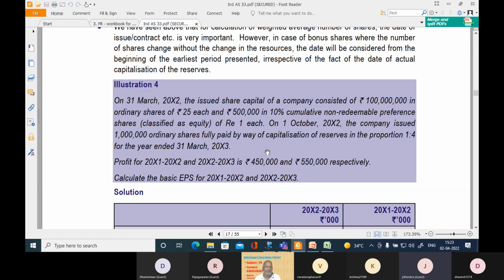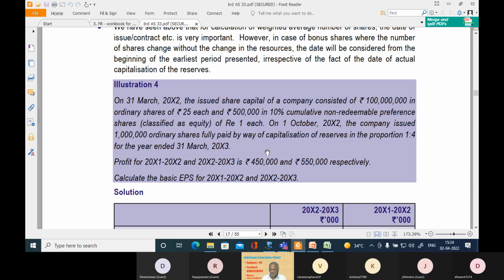On 1st October 2022, the company issued 10 lakh ordinary shares fully paid by way of capitalization of reserves in the proportion 1:4 for the year ended 31st March 2023. Profit for 2021-22 and 22-23 is 4,50,000 rupees and 5,50,000 rupees respectively. Calculate the basic EPS for 2021-22 and 22-23.